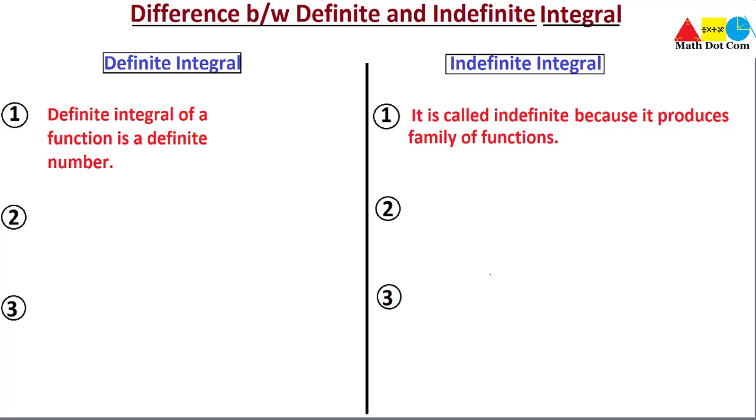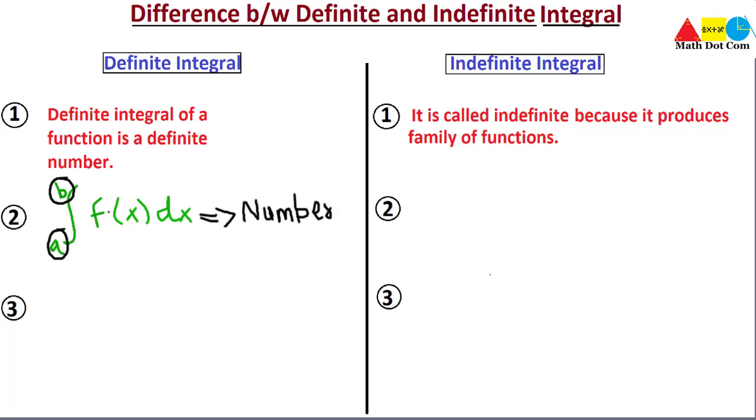Let's see. So we will start with the definite integral. This is the representation of a definite integral, and how you will come to know what is definite and what is indefinite. It is very easy to identify it by just looking at these limits. If you are given these limits, it means it is a definite integral, because when you put these values of the limits in the given function after integration, you will get a single definite number. So that means what you will get is a number.